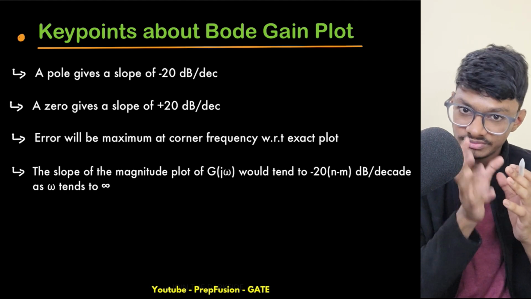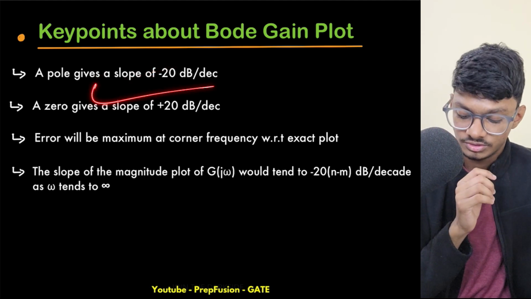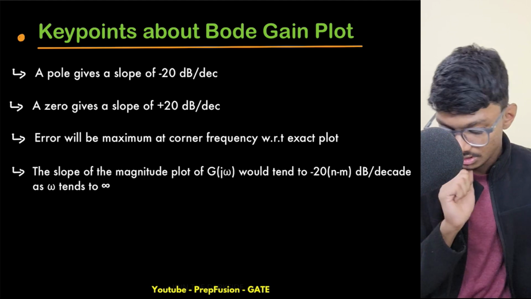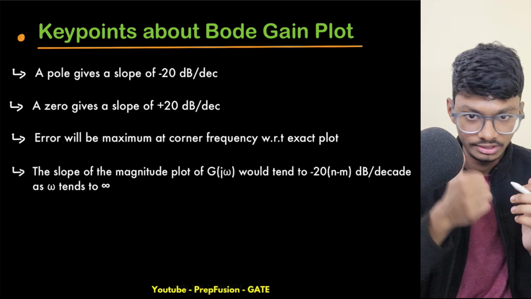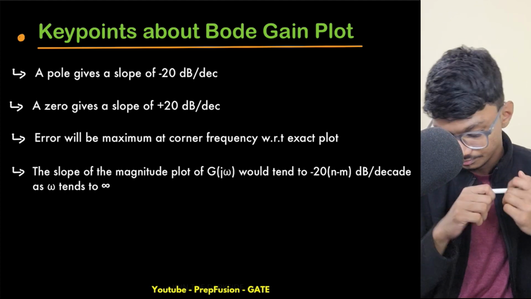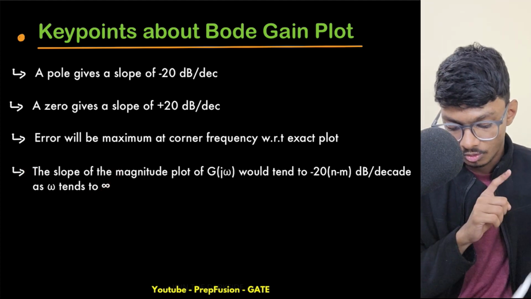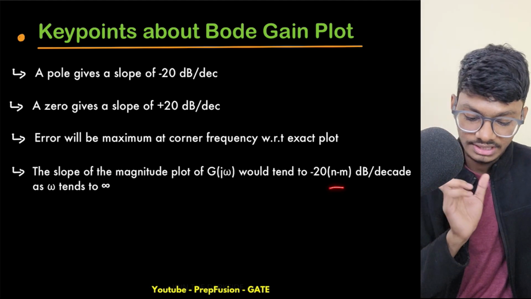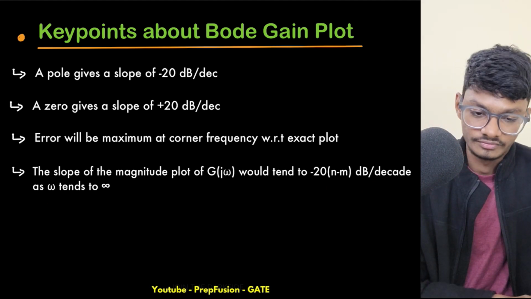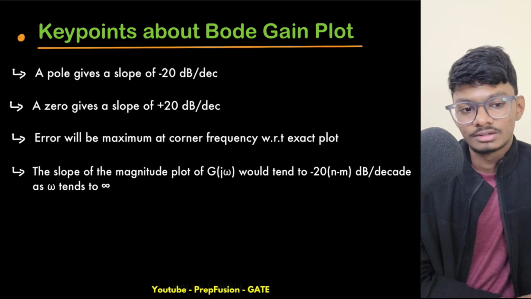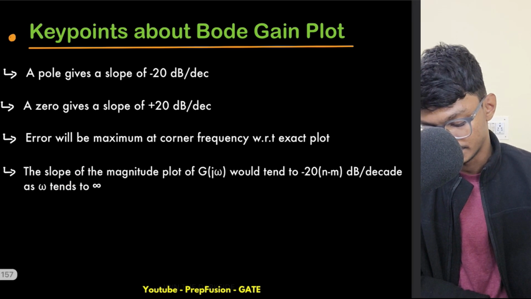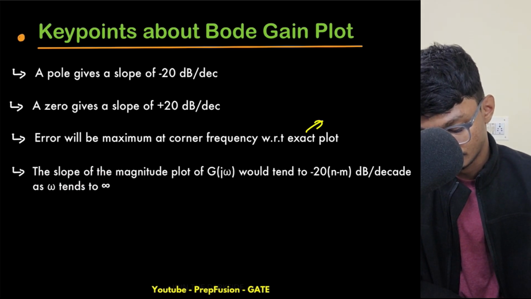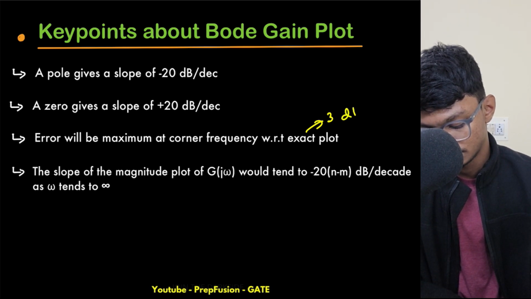So a pole gives me a slope of minus 20 dB per decade. A zero gives me a slope of plus 20 dB per decade. Same reasons. Error will be maximum at the corner frequency with respect to the exact plot. Okay, 3 dB that we have already found out, calculated with intuition also. The slope of the magnitude plot would tend to minus 20 minus n dB per decade as omega tends to infinity. So if you don't understand this, don't worry. We will solve questions and from there you will understand this. Okay, the error here is 3 dB. Maximum error is 3 dB.